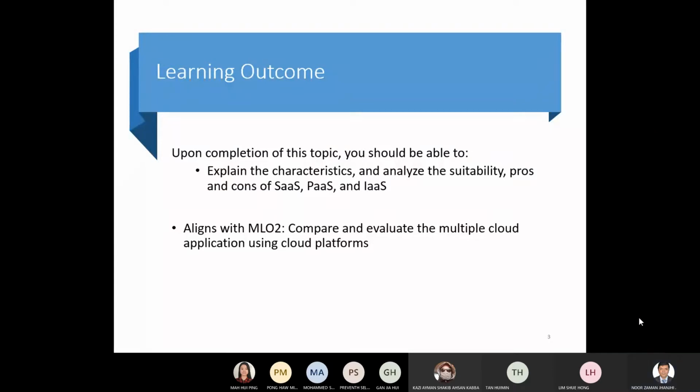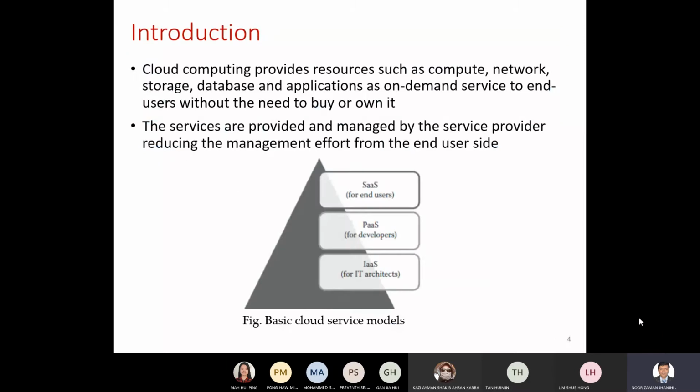This is aligned with your MLU2, where we compare and evaluate multiple cloud applications using cloud models or cloud platforms. So here we go. As we already discussed, we have three popular service models: SaaS, PaaS, and IaaS. From this figure, you can see these are the basic models, with SaaS at the top, PaaS in the center, and IaaS at the bottom.